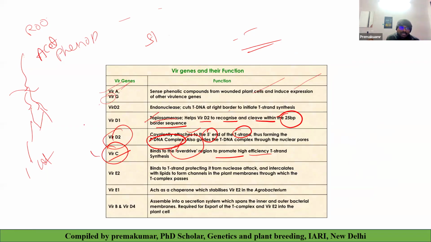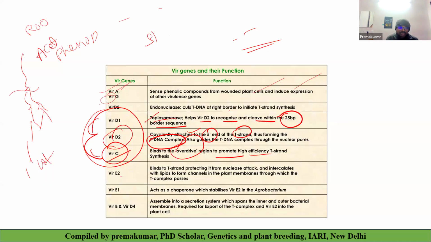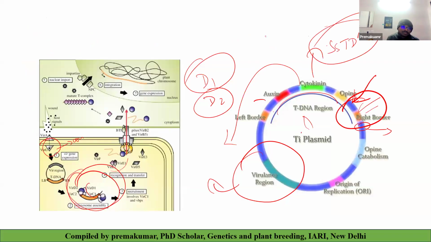It means VirD1, VirD2 and VirC combine. They act together and help in the synthesis of this T-DNA complex. Your T-DNA will come out of the Ti plasmid with the help of VirD1, VirD2 and VirC. Then VirE2 binds to the T-strand and protects it, and then it has to transfer to the plant cell.